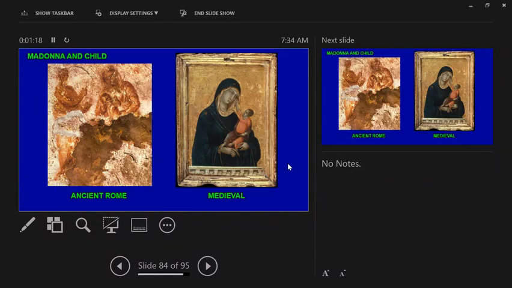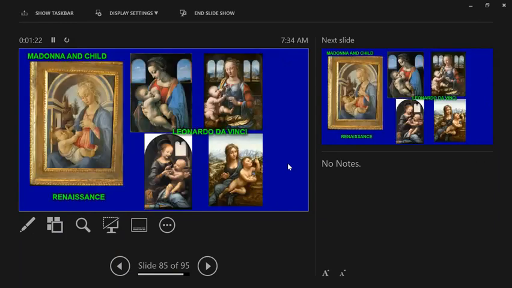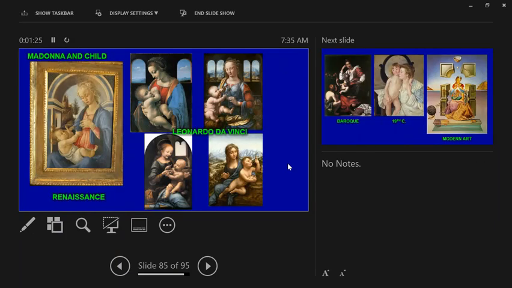That might have finished us for Leonardo da Vinci. Did we do the Madonna and Child? Okay. All right. So we finished Leonardo da Vinci.